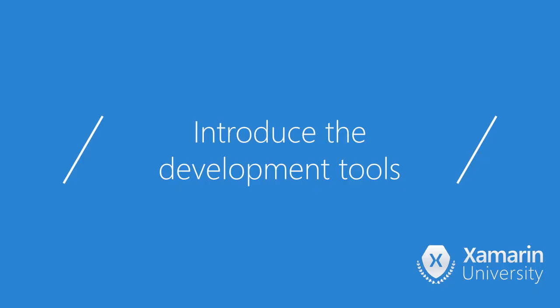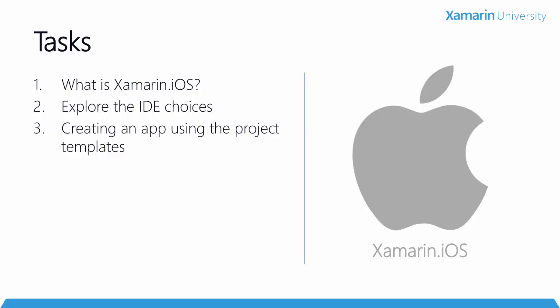We're going to start by discussing the development tools that you're going to use to create your first application. So to do that, we're going to talk about exactly what Xamarin iOS is and how it relates to the operating system. And we're going to talk about the different IDE choices you have, so what your development environment will typically look like. And then finally, we're going to look at all the different project templates that come with both Xamarin Studio and Visual Studio and see how they differ.